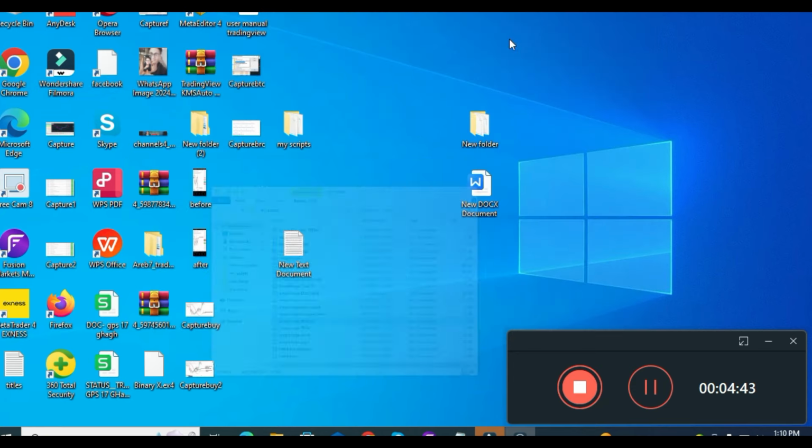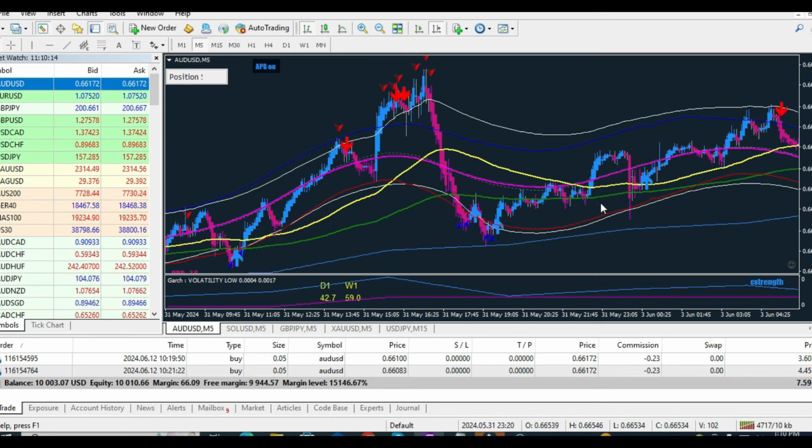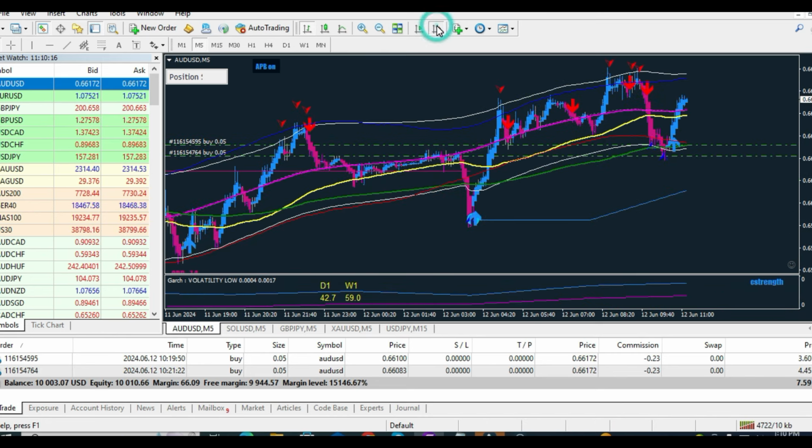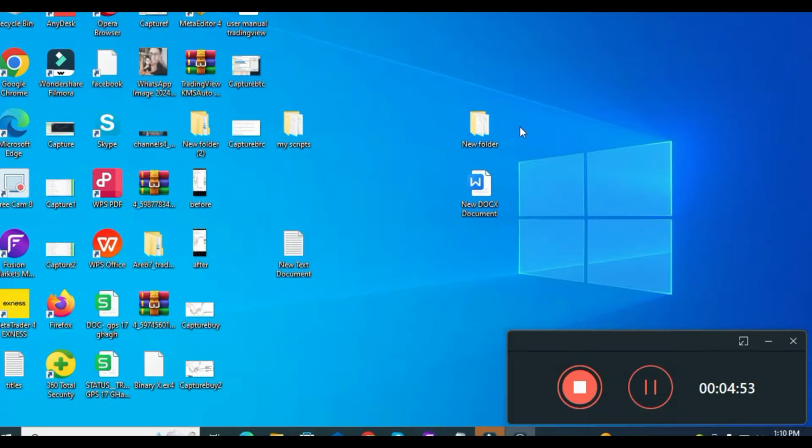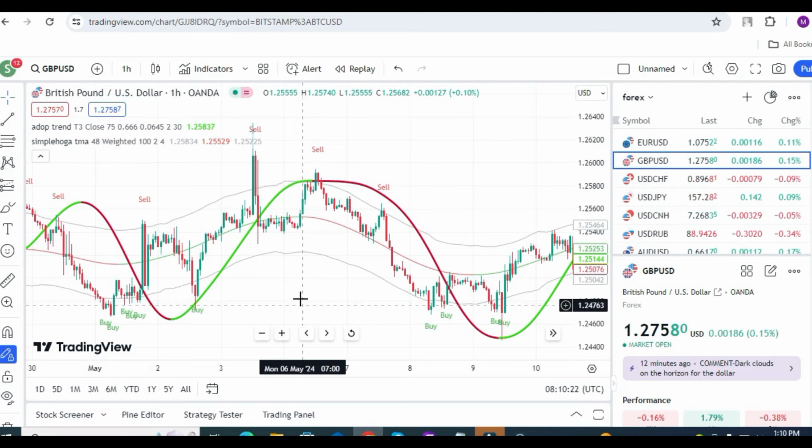Okay, and this is my MT4 system, awesome and mind-blowing. It will give you profit all the time. So first we need to discuss this TradingView chart.